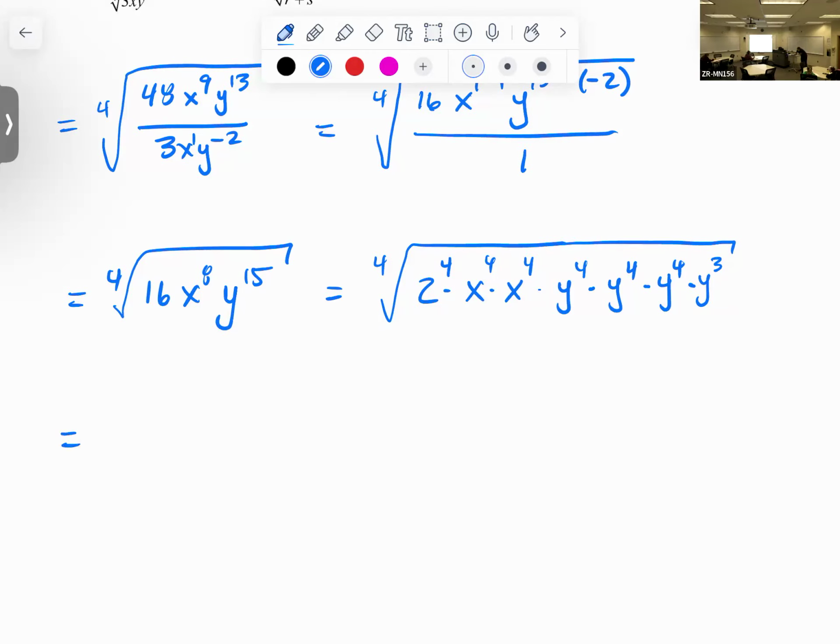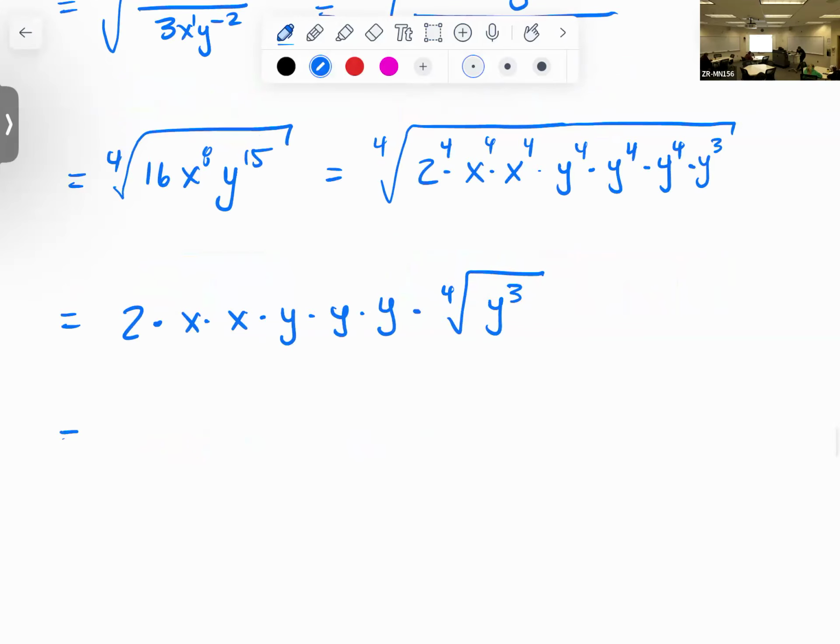All right. That comes out as 2x, x, y. I'm going to write it out slower. And then fourth root, what's left under the radical? Y cubed, just a single y cubed. That then becomes 2x squared y, fourth root of y cubed.